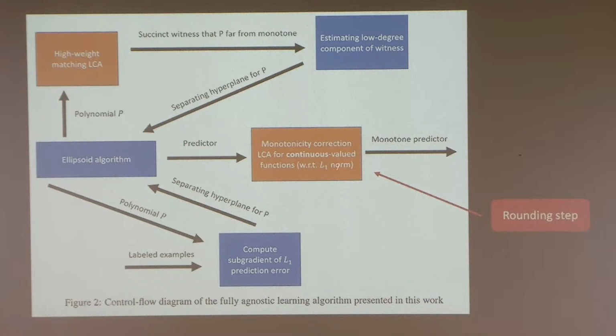Then we run our real valued L1 distance preserving corrector. And this gives us a monotone real valued function. And then there's one more step. That step is a randomized rounding step because we need to output a Boolean function. We output the rounded function, and that is our monotone hypothesis. And that's it. Any questions?